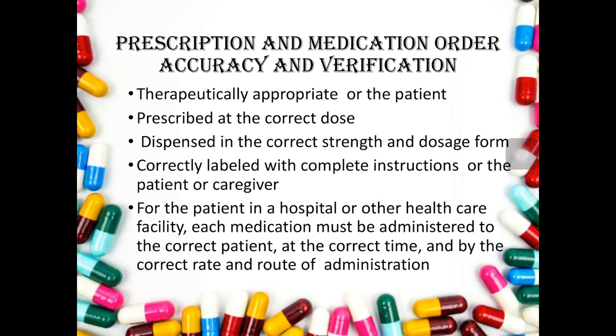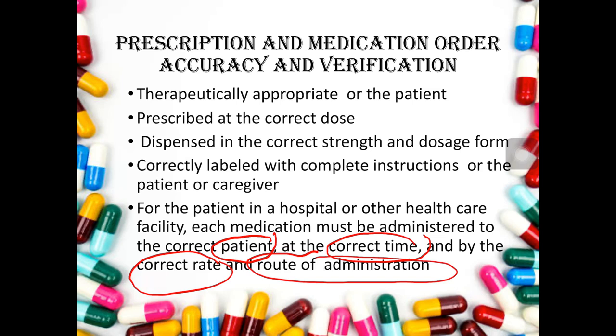For the patient in a hospital or other healthcare facility, each medication must be administered to the correct patient at the correct time, by the correct rate, and the route of administration. Those are some of the things that you should always remember. Again, you should have the correct patient, and the drug should be administered at the correct time, by the correct rate, and also route of administration.